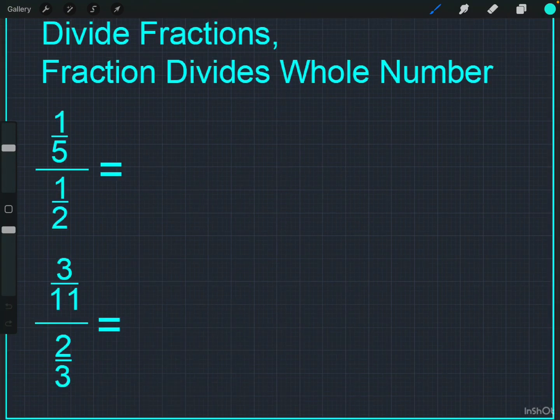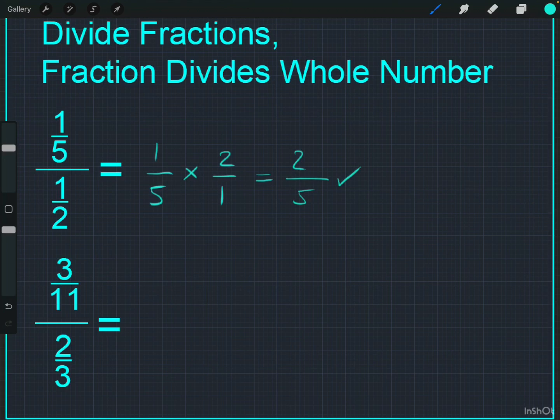Now let's go to another example. We have 1 over 5 divided by 1 over 2. We keep the first fraction, 1 over 5, the same. Then we multiply with the second fraction, which is 1 over 2, flipped over. So that will become 2 over 1. And now we multiply the numerators, 1 times 2 is 2, and the denominators, 5 times 1 is 5.